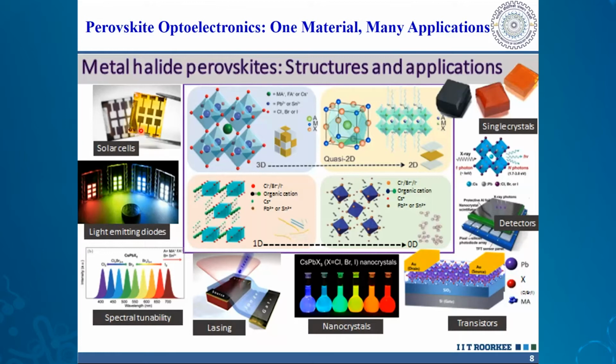Then there are light emitting diodes. Then there are lasers, and different kinds of nanocrystals, which can be used as a Bragg reflector or photonic crystal. Then there are transistors, detectors, and also various other kinds of bioimaging probes, X-ray detectors, scintillation detectors, nucleus detectors, or gamma ray detectors. Perovskite crystals have been used for different applications.